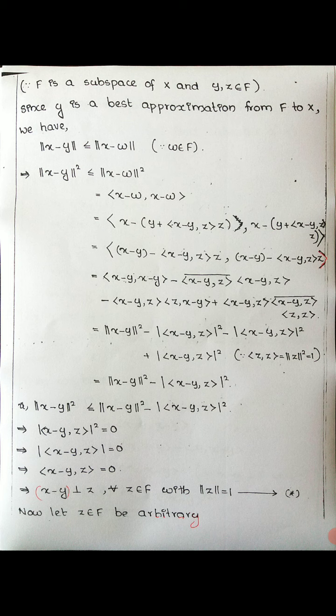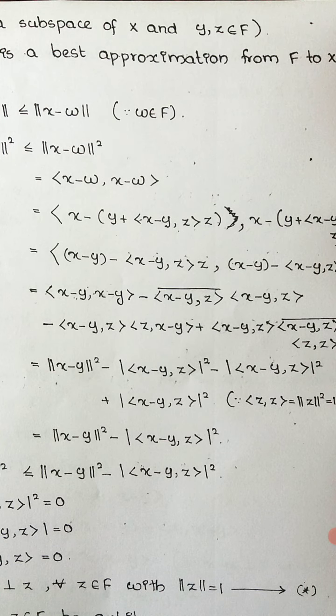The reason is F is a subspace of X, and both y and z are elements of F. We know y is a best approximation from F to x. So what can you write? Norm of x minus y is less than or equal to norm of x minus omega for all omega in F. Now consider norm of x minus y squared, just rewriting. This is less than or equal to norm of x minus omega squared.